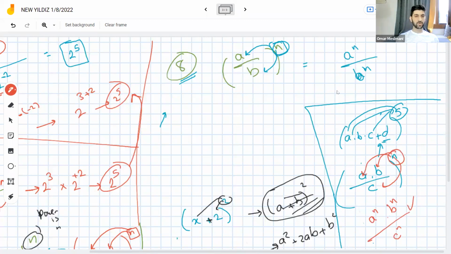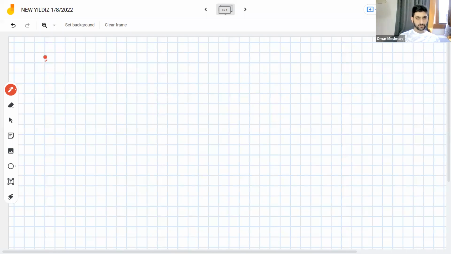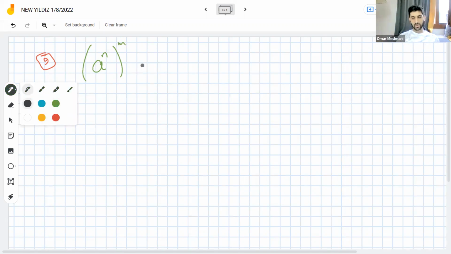All right, rule number 9. If you have an exponent, and all of that is raised to a power, so I have an exponent with a power. I guess you saw this before. What do we do? We multiply the powers. Exactly. You keep the same base and just multiply the power with the power.